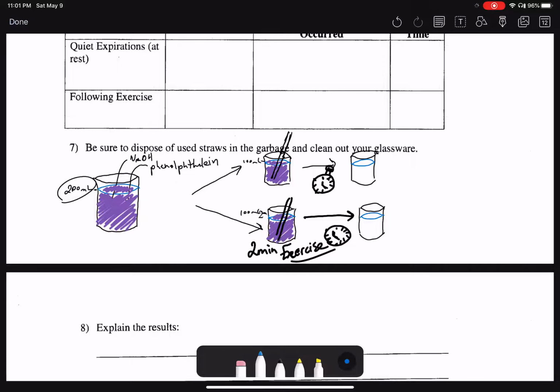Then we ask you to compare the two times. Which setup do you think is going to take less time? The setup where you're just breathing into the solution at rest, or the setup where you're breathing into the solution after 2 minutes of vigorous exercise? What we always find is that the solution takes a lot less time to turn clear when the person has just performed 2 minutes of vigorous exercise.